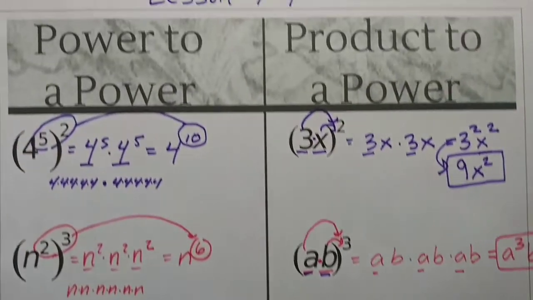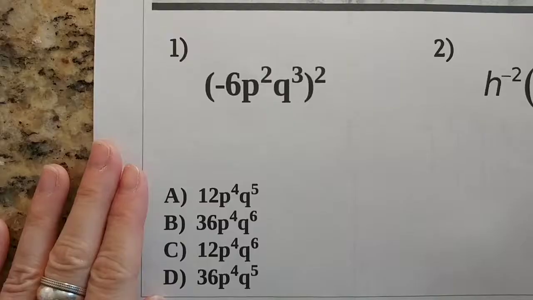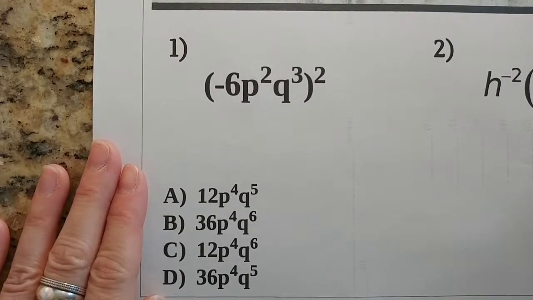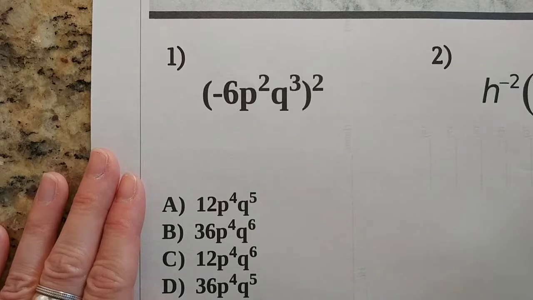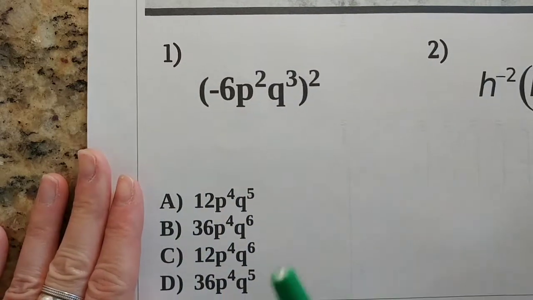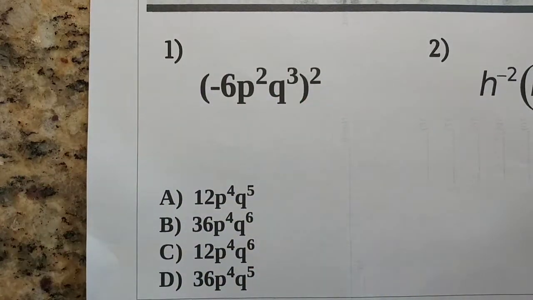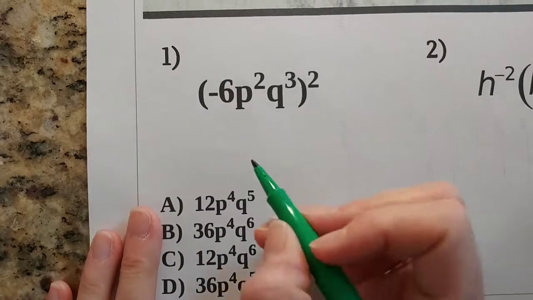All right, these are our two new exponent rules. Let's see if we can apply them. So let's take a look at example number 1. We have this expression, and everything inside of the parentheses is being raised up to the second power. So this is an example of product to a power.